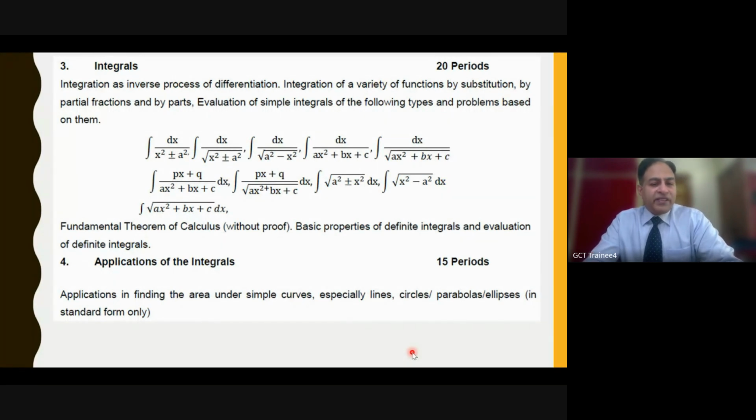And then we have the basic properties of definite integrals. I'm sure you are teaching that. One question using the definite integral properties may be a 3-marker, so you can always expect that.